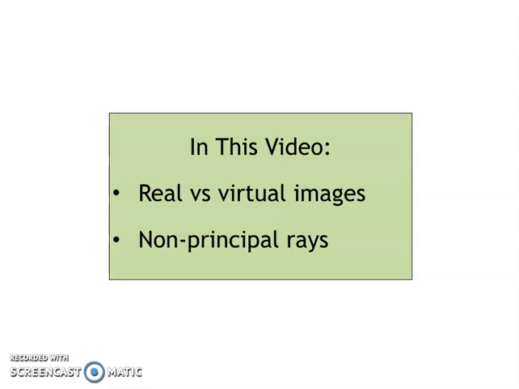In this video, we will look at the difference between real and virtual images produced by a convex lens, and we'll also look at how to draw additional rays in a ray diagram, rays that are not one of the three principal rays.